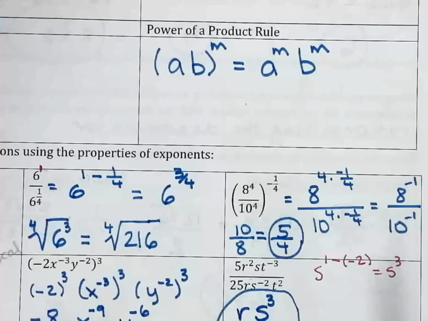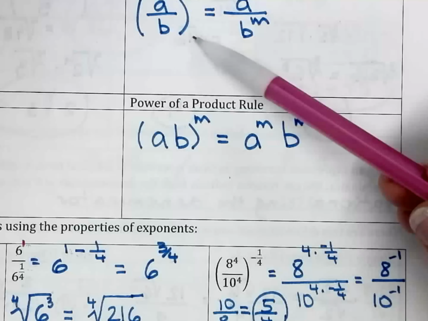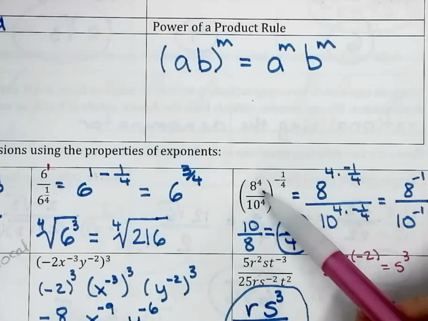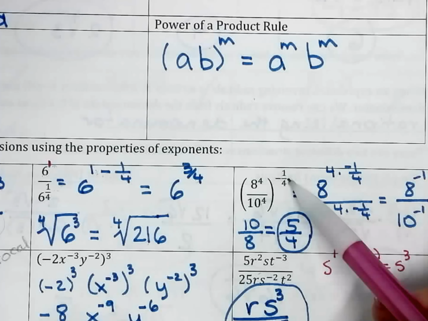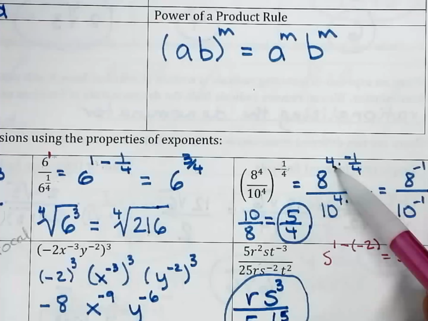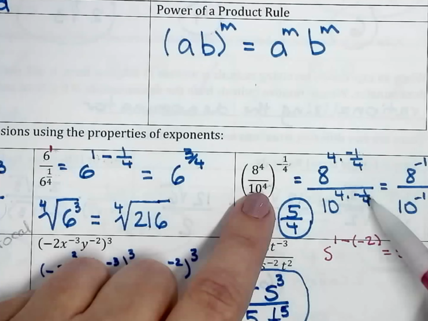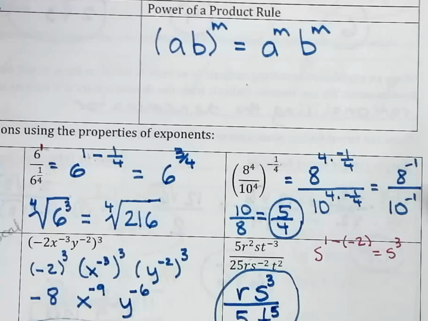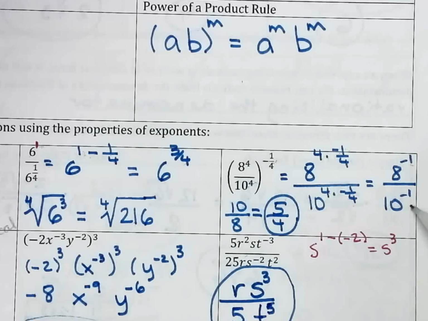One more. This one is very similar to the power of a quotient rule. Notice that both numerator and denominator are being raised to that exponent on the outside. In power raised to another power, you multiply. That's what I wrote here: 4 times negative 1/4, and then this 4 raised to the power times 1/4, because power raised to another power, you multiply. This multiply, you get -1. This multiply, you also get -1.